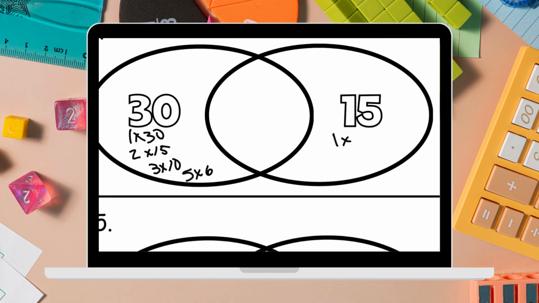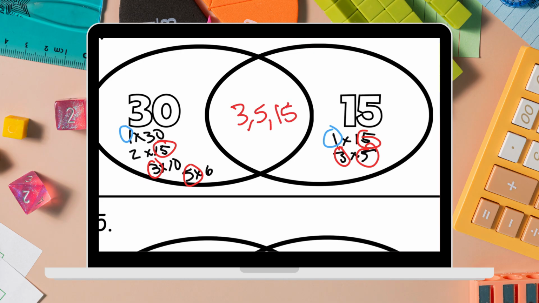15. I have 1 times 15. 2 doesn't work. 3, I can do 3 times 5, 6, 7. So my factors for 15 are 1, 3, 5, and 15. And then the common factors are going to be, besides 1, we also have 3 and 5 and 15. So my common factors are 3, 5, and 15.